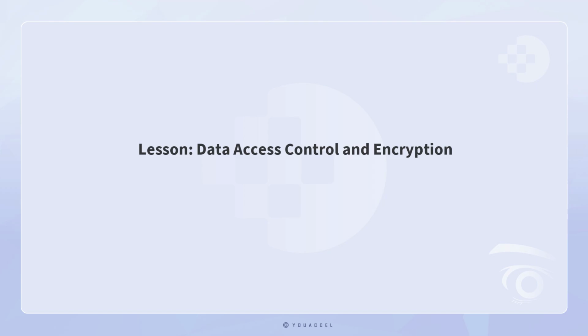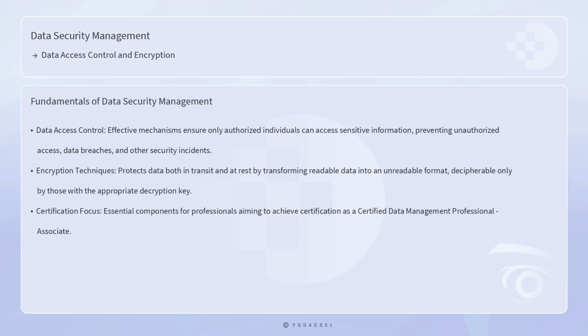Lesson: Data Access Control and Encryption. Data access control and encryption are fundamental components of data security management, particularly for professionals aiming to achieve certification as a Certified Data Management Professional Associate. Effective data access control mechanisms are essential for ensuring that only authorized individuals can access sensitive information, thereby preventing unauthorized access, data breaches, and other security incidents.